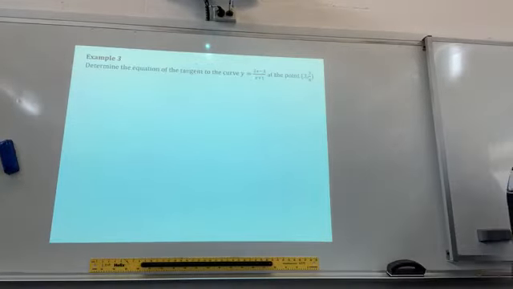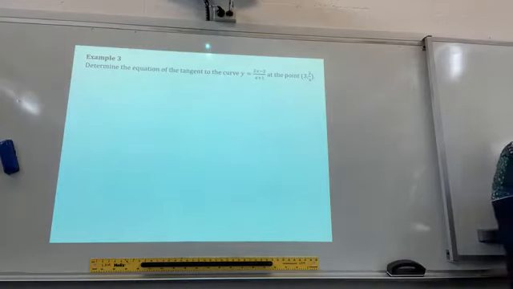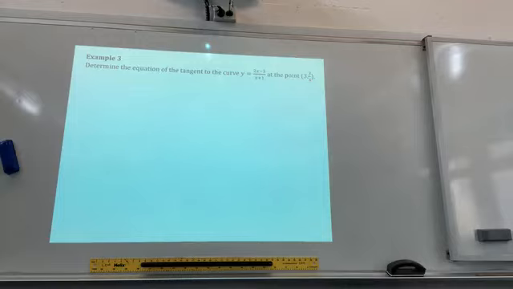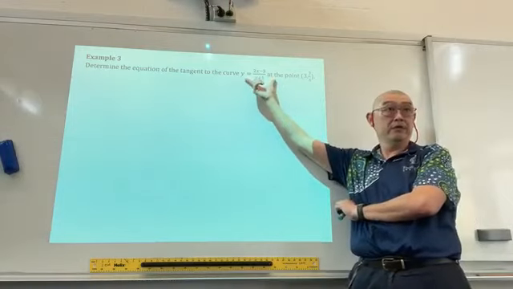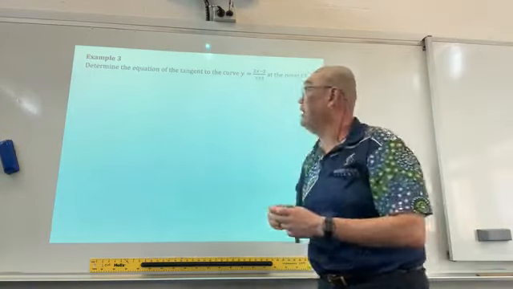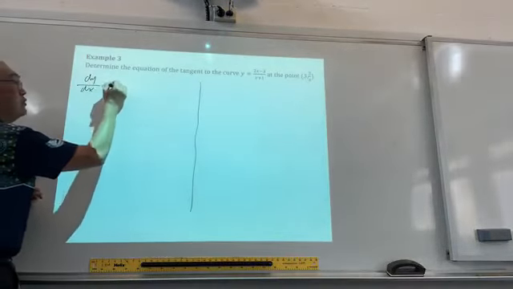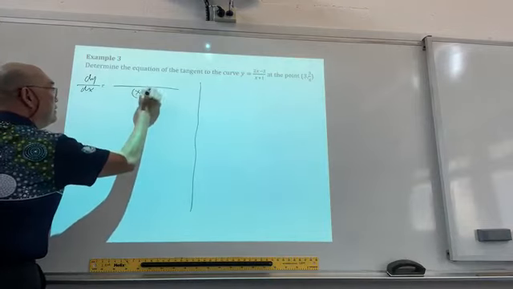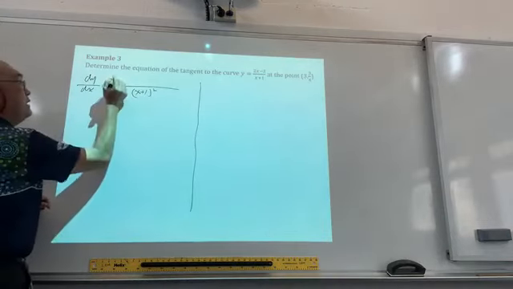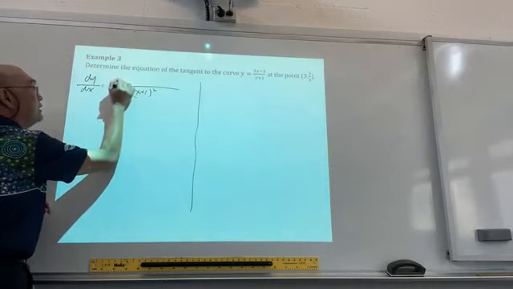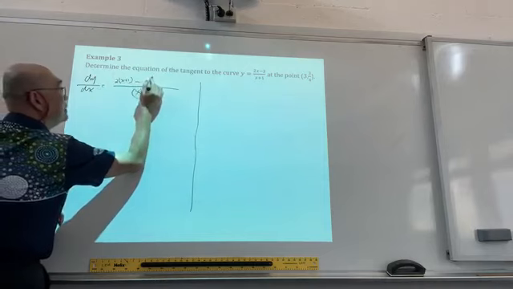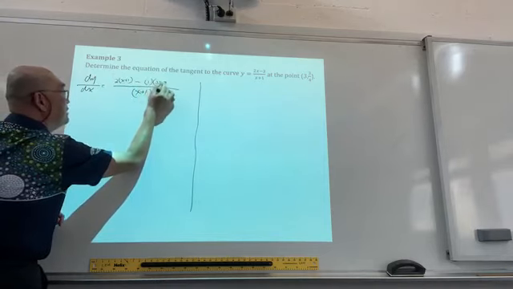Example 3. Now you need to determine the tangent to the curve y equals x squared minus 2x minus 3 over x plus 1 at the point 3, 3 and a quarter. So what do you need to do? Differentiate, to find the gradient. dy/dx equals x plus 1 squared in the denominator. Then derive the first bit, which is 2x minus 2, times x plus 1, minus 1 times x squared minus 2x minus 3.